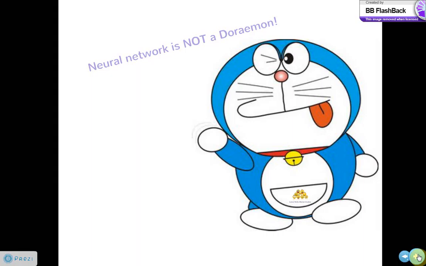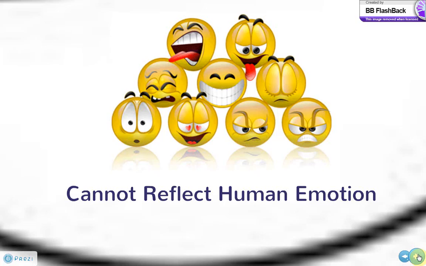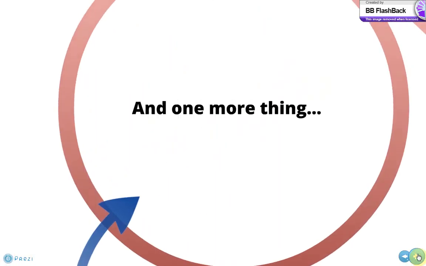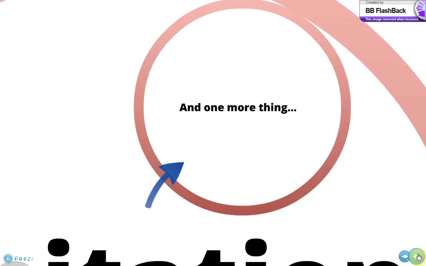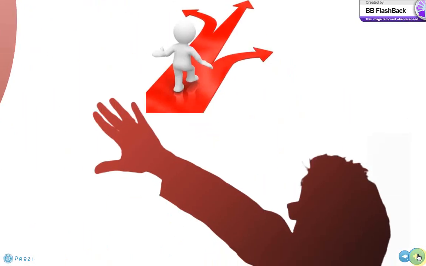What's more, neural networks will not reflect human emotions, but only do theoretical thinking. In addition, since developing a neural network is so costly in the early stage, why do we need to use neural networks while we have so many other developed methods? Even though neural networks seem fascinating right now, it's still in the early stage of development. So there's still potential left in this technology.